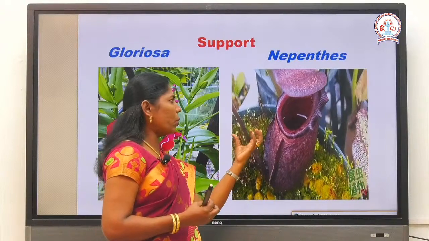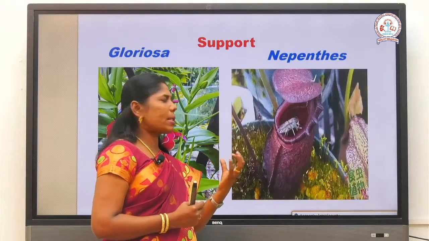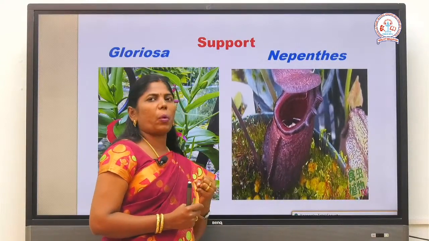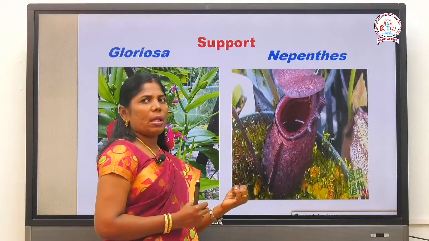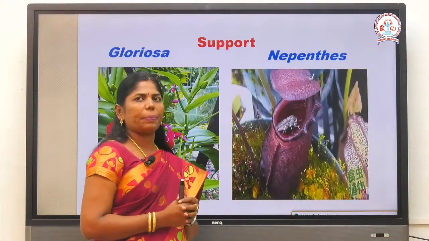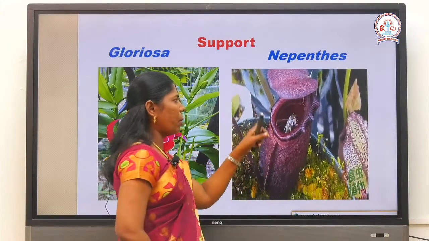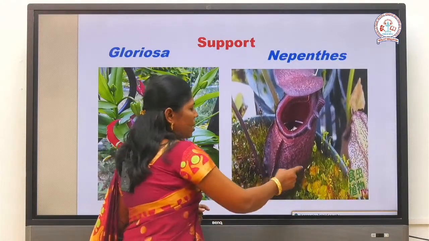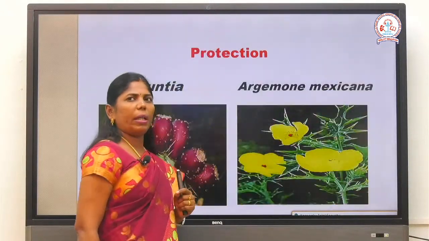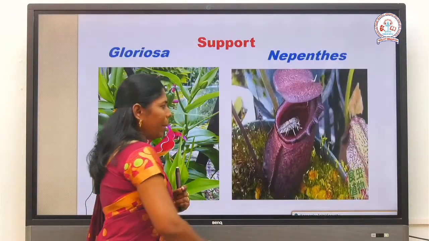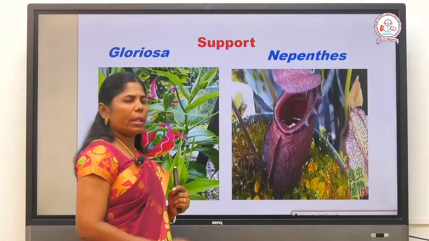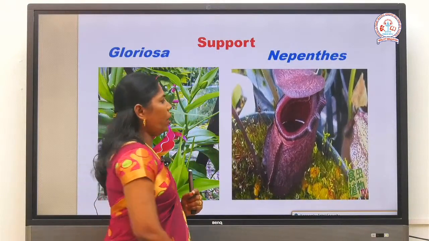That is used to kill the insects. The protease enzyme is present, and because of the protease enzyme the insect is digested. With the help of that they can absorb the proteins from the insects. So that is the modification in the Nepenthes. What modifications can we see here? The petiole is modified into a tendril, the lamina is modified into the pitcher, and the apex is modified into a lid.